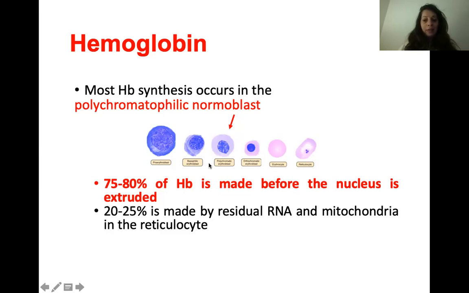But we still have the nucleus, so then 75 to 80% of the hemoglobin is made before the nucleus is extruded, and the rest of that, 20 to 25%, is made by the residual RNA and mitochondria in the reticulocytes. So to remind you about the stages of the red blood cell development and production, and I know that most of you answered the questions regarding the development in the quiz correctly, so we covered that subject really well.